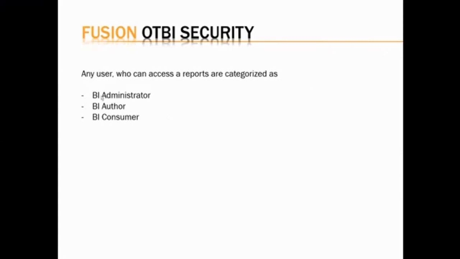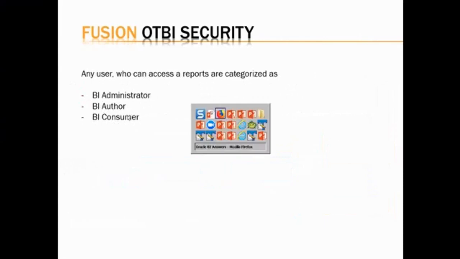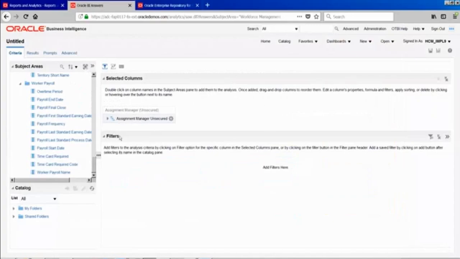If I say BI Administrator, it means whoever has the Business Intelligence Administrator security role assigned, that person will become the BI Administrator. It will come from Fusion applications. BI Author and BI Consumer: typically, these 2 roles will be generated in the Fusion OTBI BI server itself. What do I mean? Whoever creates this report, that person will become the author of this report.